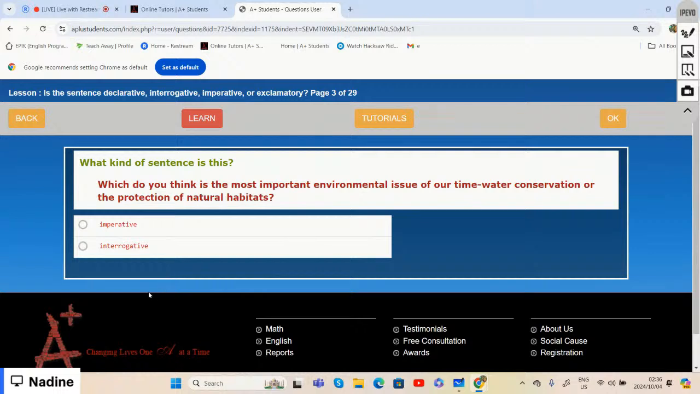It says, which do you think is the most important environmental issue of our time? Water conservation or the protection of our natural habitats? We need to say if that is an imperative sentence or if that is an interrogative sentence. Which type of sentence is that?